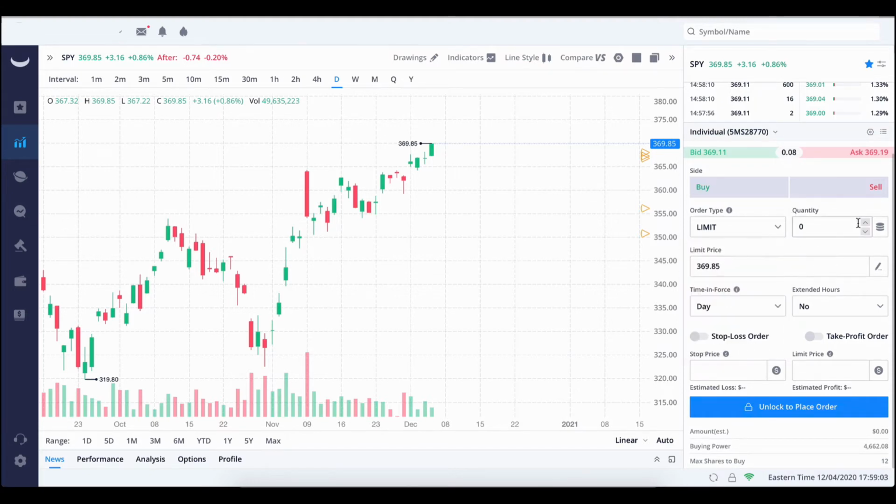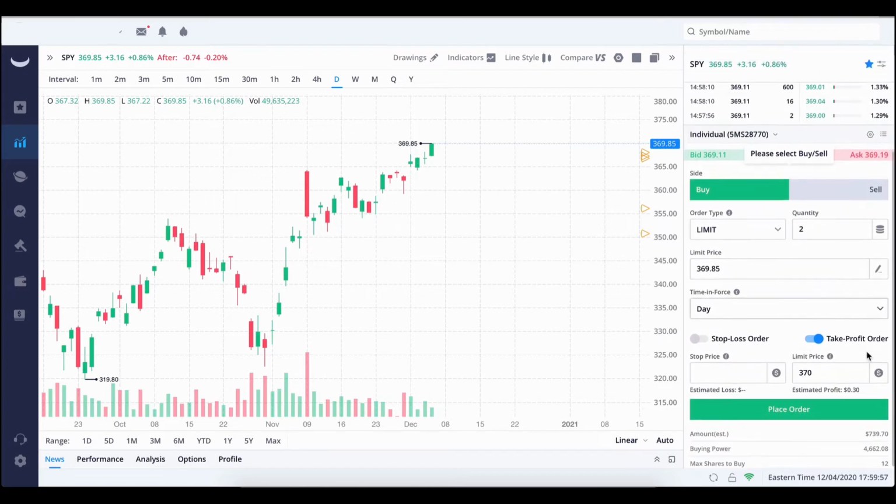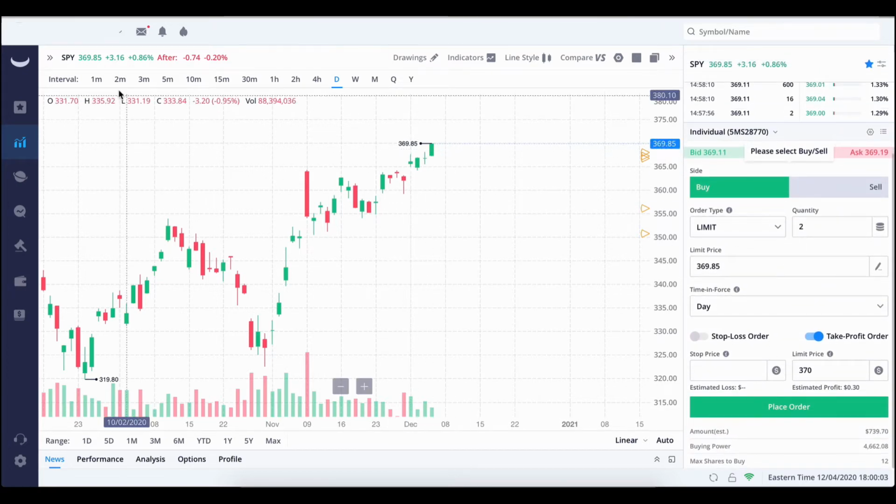Let's say I want to buy 2 stocks of SPY for the current price of 369.85. Okay, and I want to quickly take a profit afterwards, sell it right away at 370, so I can make 15 cents profit. You can do that right there by placing the order right there. And I want to buy it. So very simple.